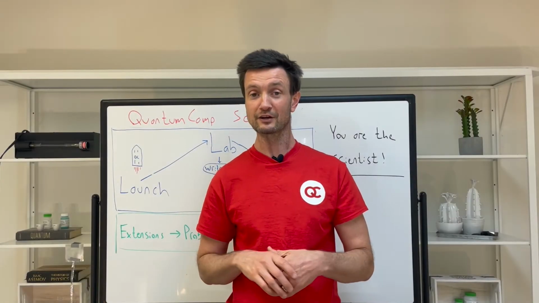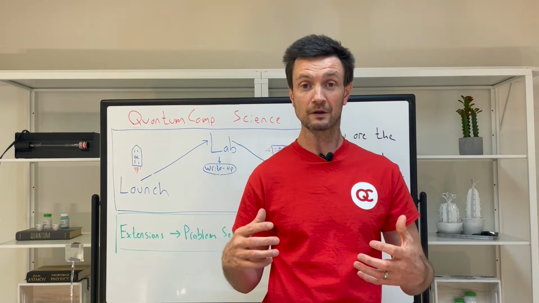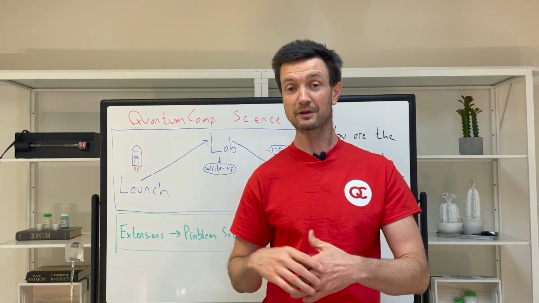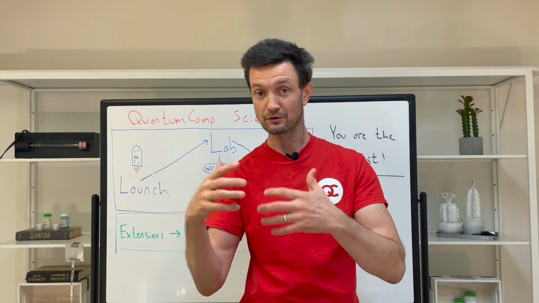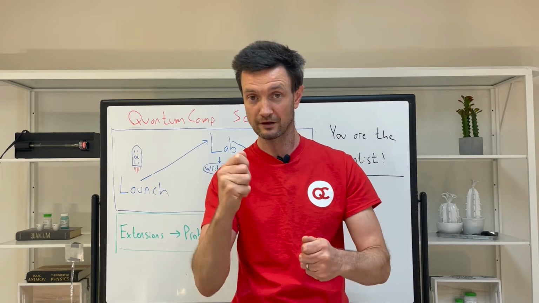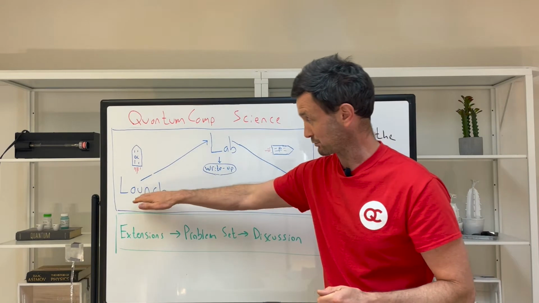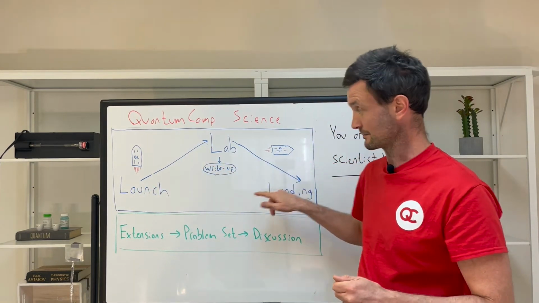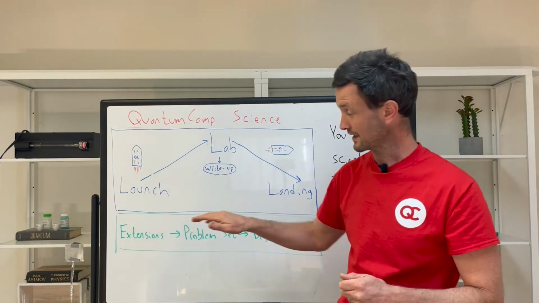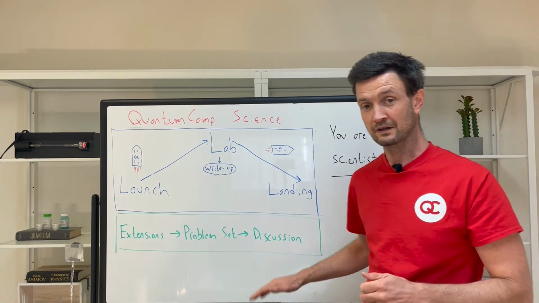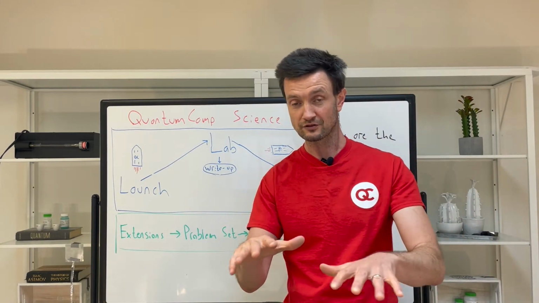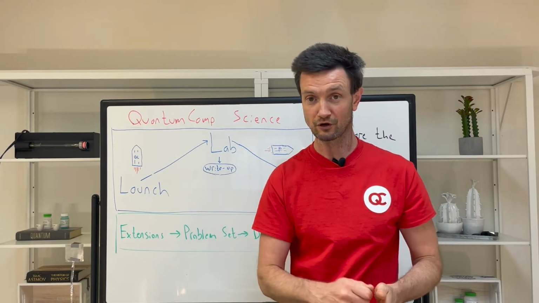And this all takes place on our Canvas learning platform, where you can see each Quantum Camp unit is separated into 5 chapters, and each chapter follows the same exact flow. And the flow goes like this. There's a lab launch, a lab, and a landing. You do this cycle twice, and then there are a set of learning extensions, a problem set, and a discussion forum. So let me walk you through each piece of this really quickly, and we'll get you started on chapter 1.